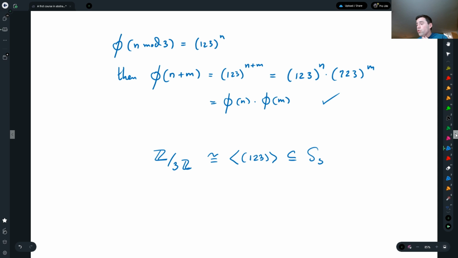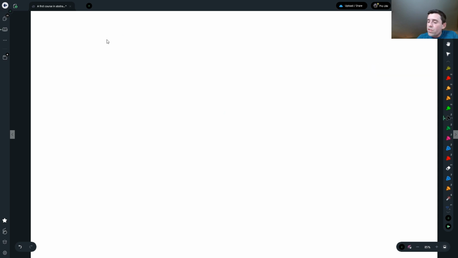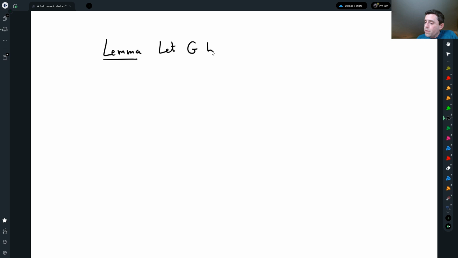So let's try to carry that idea over to any group. The very first thing I want to show you is that indeed the rows of a Cayley table are permutations of the elements of the group. So let G be a finite group.